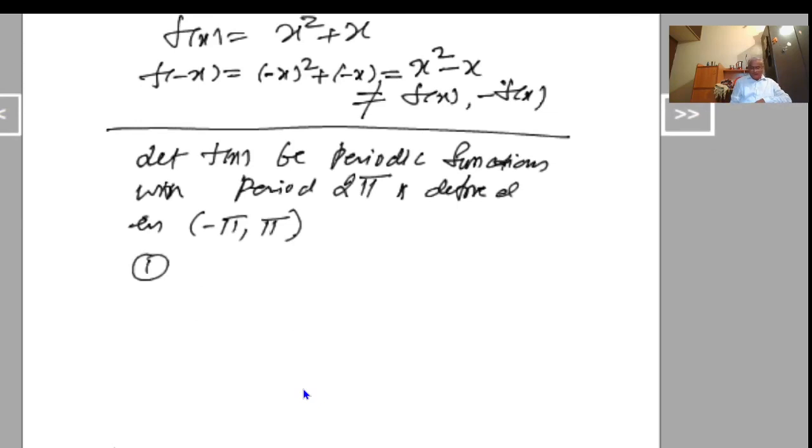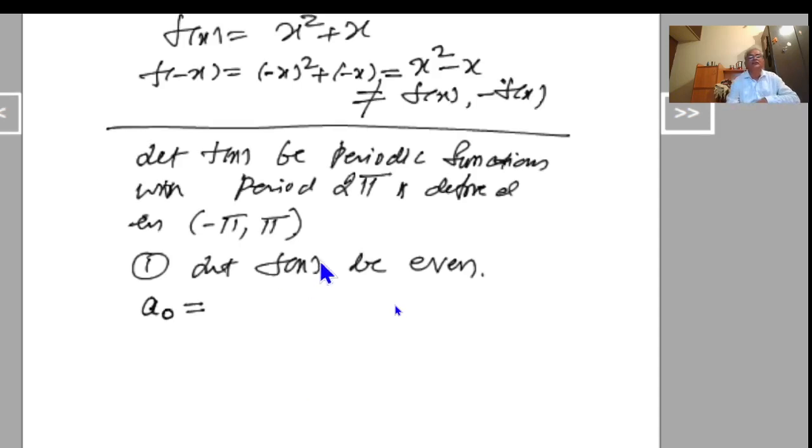Now first I will consider, let f of x be an even function. If f of x is even, then we have a0 equal to, as the function is defined in this interval minus pi to plus pi, that is a equal to minus pi and l equal to plus pi. This is equal to 1 by l, that is 1 by pi, integral from minus pi to plus pi, where a equal to minus pi and l is equal to plus pi. Okay.